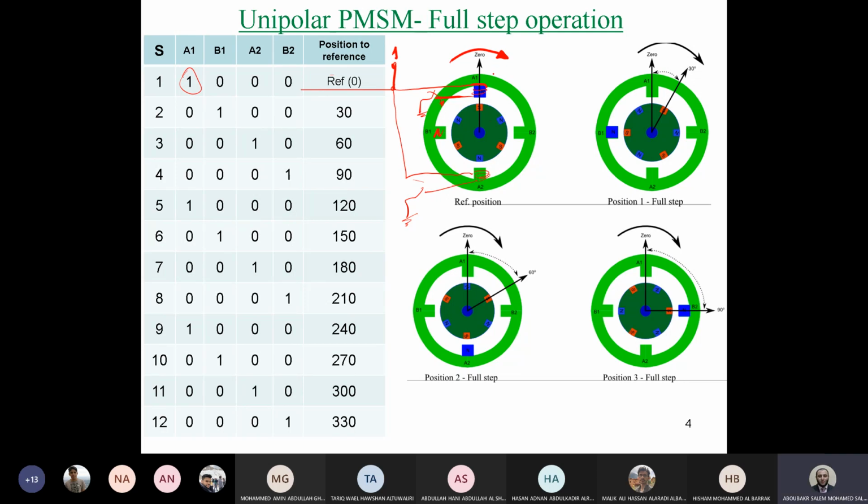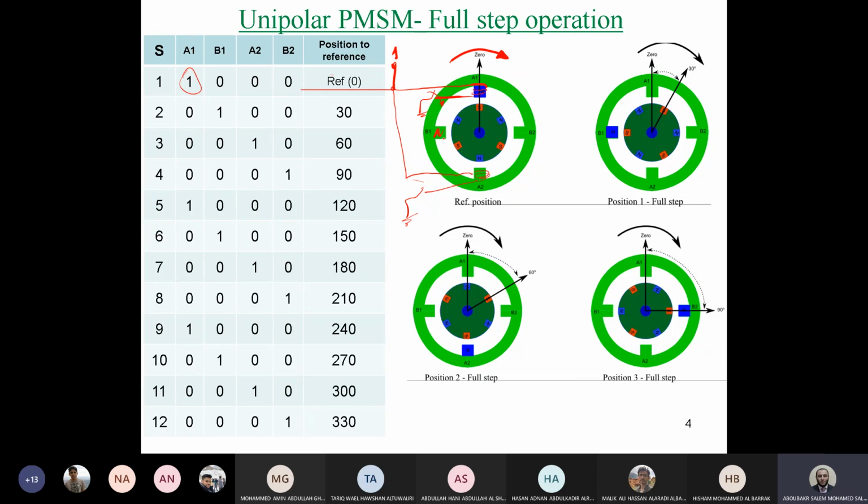If we need to reverse the motor operation, which means to move the motor in the opposite direction, we should supply B2. Now, why, when we supply B1, did the rotor move like that? Why not this pole coming here? Because this is N and this is N, so there will be repulsion, not attraction, between these two poles.